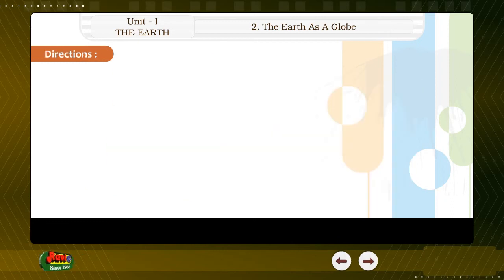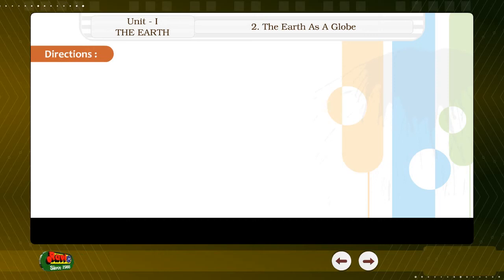Directions. There are 4 directions. They are north, south, east, west. These directions are given to understand the map. The upper side of the map will always show north.